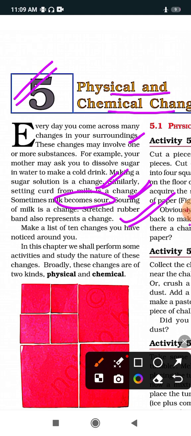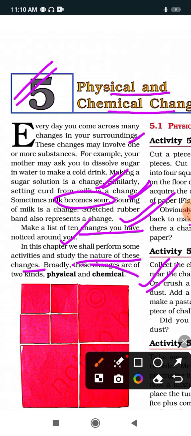Clear. So make a list of 10 changes you noticed around you, like cooking of food. Clear. Melting of ice is a kind of change. Everything is a kind of change. So what is change, students? Change in its state is known as change. In this chapter we shall perform some activity and study the nature of these changes.